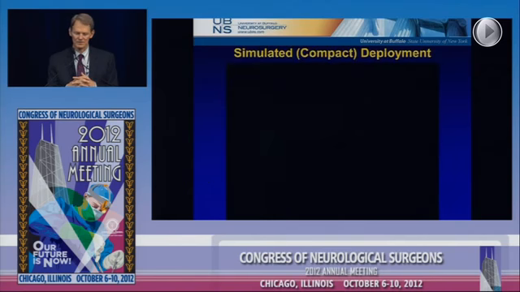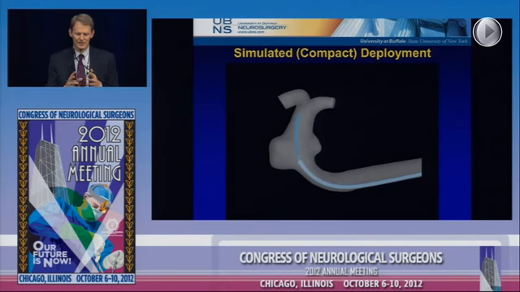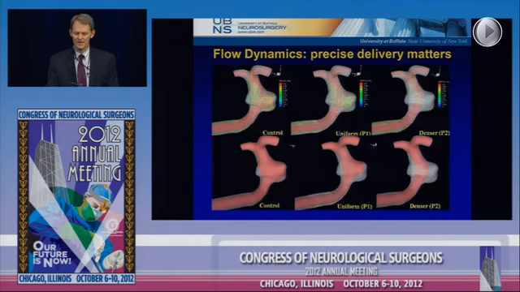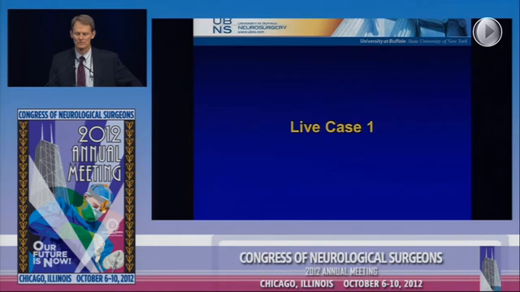Next is an animation that just shows you conceptually how this thing works. You pull the sheath back, the stent deploys, now you bunch it up, and that creates a little higher density across the neck. Next. And then these are some computational fluid dynamics studies showing in the bottom right how beautiful the flow reduction can be when you analyze what happens after putting in a pipeline device. So with that, I hope that explains the concept, and let's go live.